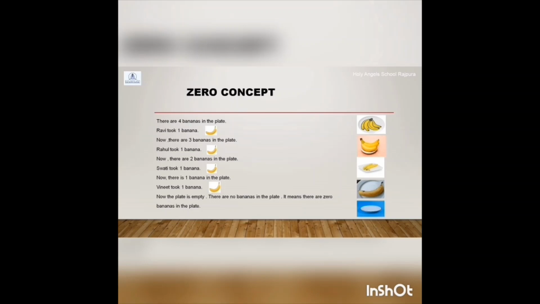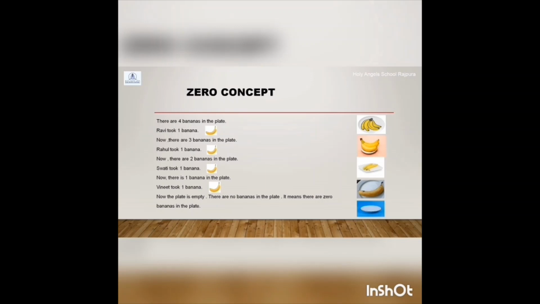Next is zero concept. Now I will tell you what is the zero concept. Children, see here, there are 4 bananas in the plate. Ravi took 1 banana. Now there are 3 bananas in the plate. Rahul took 1 banana. Now there are 2 bananas in the plate. Swati took 1 banana. Now there is 1 banana in the plate.